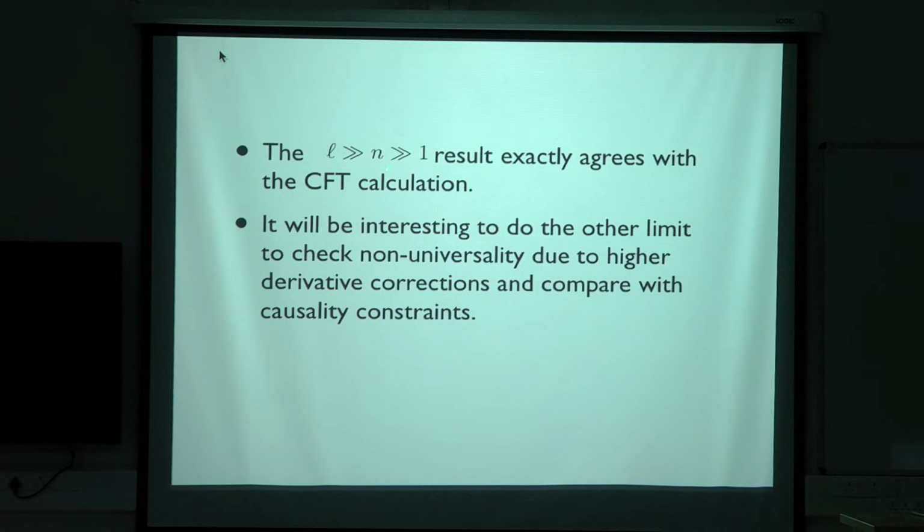So as I said, in this limit, the result agrees exactly with the CFT calculation, and it will be interesting to do the other limit where the twist is much bigger to verify this prediction that we have from Bootstrap that the result is no longer universal. The high derivative corrections will change the result.